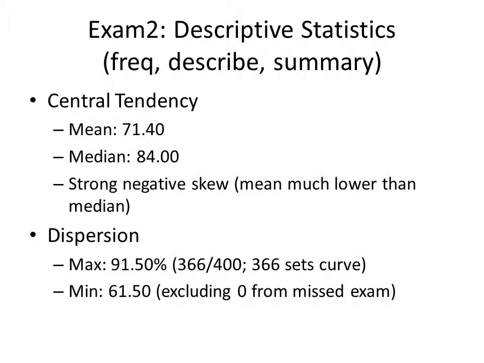In terms of the spread or the range or dispersion of the scores, the maximum score was 91.5 or 366 out of 400. This maximum score will set the curve, so all of these scores that we've been looking at so far have not been adjusted, but 366 will become the maximum against which all other scores will be adjusted. The lowest score on the exam, excluding 1-0 from a missed exam, is 61.5.